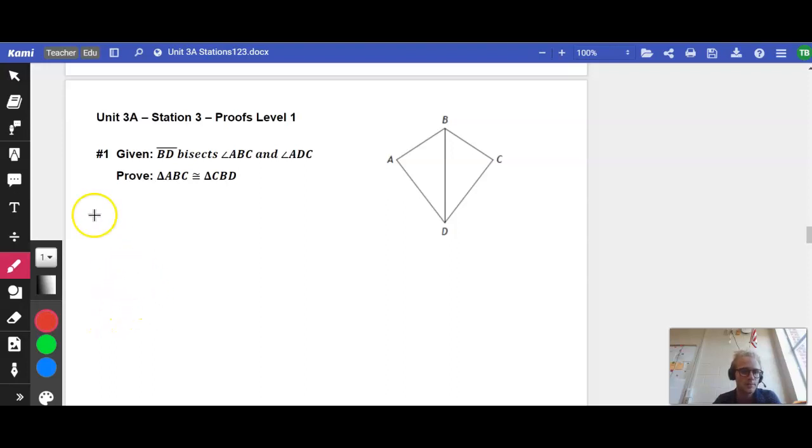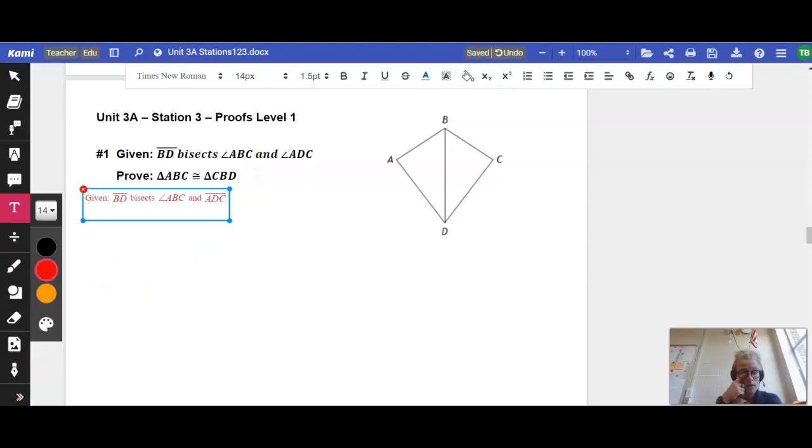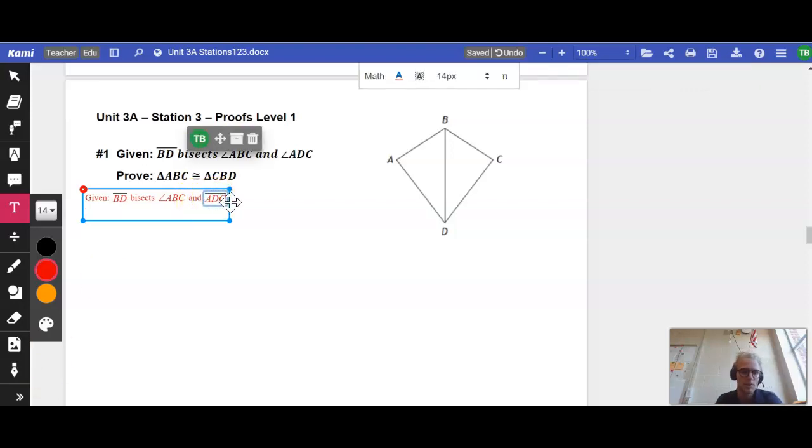Number 1, we've got the givens here. Segment BD bisects angle ABC and angle ADC. Okay, so I will copy down that given. There's the given. I'm going to take this one at a time because I'm noticing that it's bisecting two different angles.